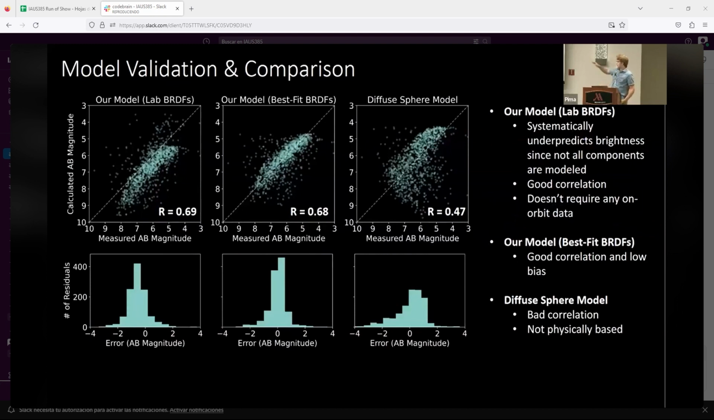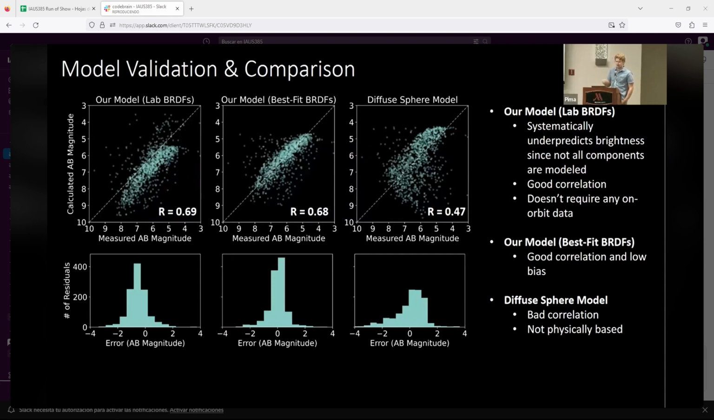So what I'm plotting here is the measured AB magnitude from the observatory versus the calculated AB magnitude. And you can see that our model with lab BRDFs has fairly good correlation, but it systematically underpredicts brightness since we're not modeling every single component. We only take two primary surfaces. And then as expected, our best-fit model has fairly good correlation and fairly good bias.